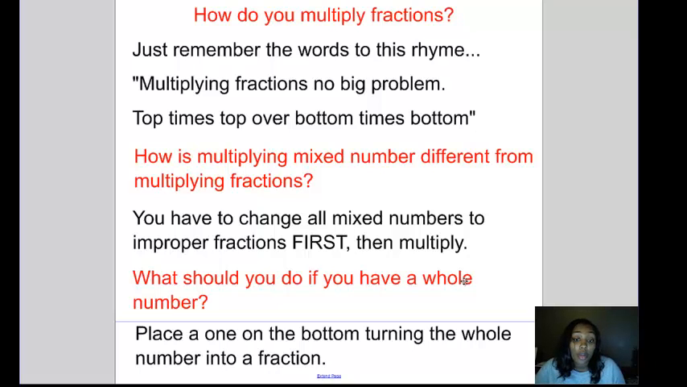What about if it's a whole number? What should you do if you have a whole number? Well, you're going to place a 1 on the bottom, turning the whole number into a fraction.